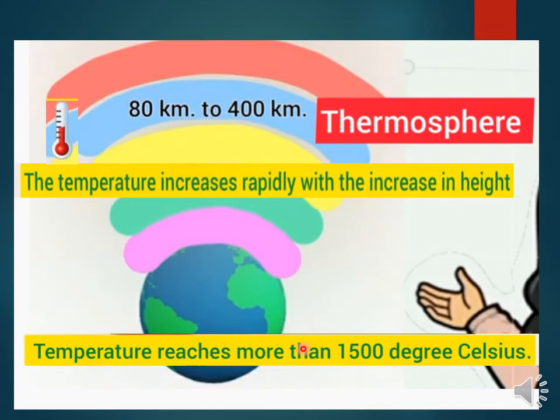So you see the next layer is the thermosphere, where the temperature increases rapidly with the increase in height, and the temperature reaches more than 1500 degrees Celsius. Okay, and the height varies from 80 kilometers to 400 kilometers.